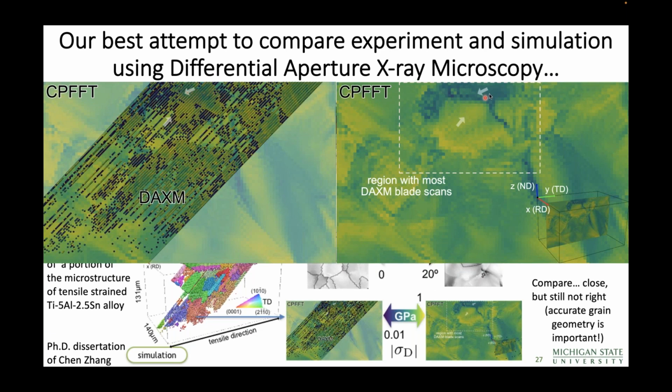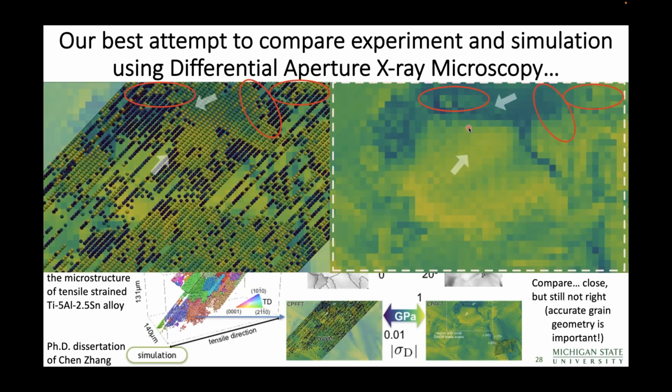We got a green area here and a green area there, and below that a yellow area and a yellow area. But the closer you look, the more discrepancies you find. For example, there's yellow right here at what is a grain boundary, which is missing in the simulation, and there's yellow up here in the real measurement that is not there. So it's still not fully convincing.